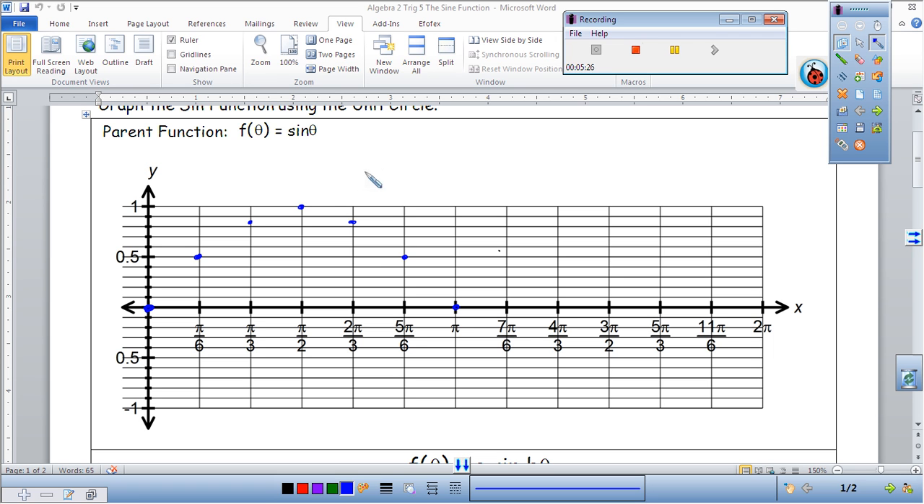Okay, so let's see what we did. Now we're going negative. At 7 pi over 6, we're down at negative 1/2. At 4 pi over 3, we're at negative 0.866. This is right here. Then at 3 pi over 2, we're at negative 1. Then we're going back to negative 0.866, back to negative 0.5, and then back to 0. Any questions on that? Okay, and this is our beautiful sine curve then.